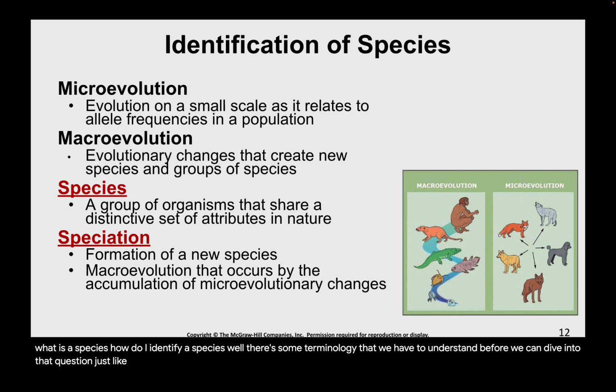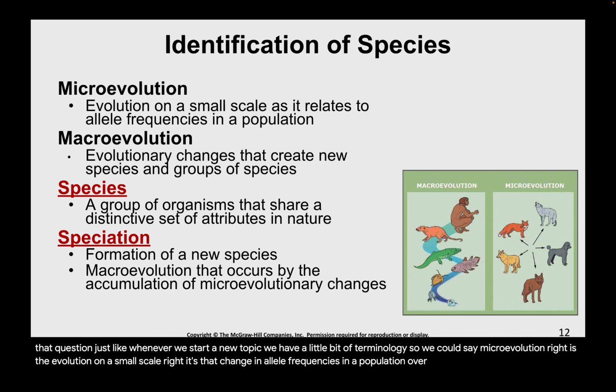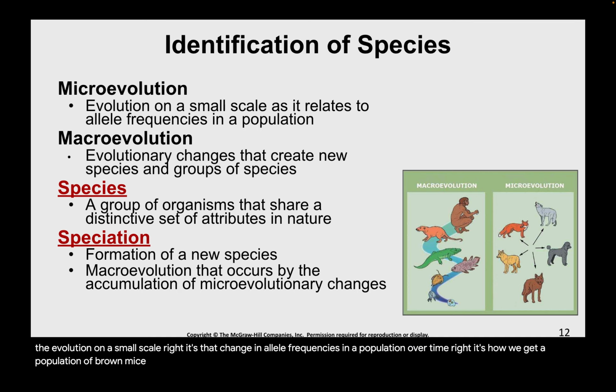Just like whenever we start a new topic, we have a little bit of terminology. So we could say microevolution is the evolution on a small scale. It's that change in allele frequencies in a population over time. It's how we get a population of brown mice that becomes, over successive generations, a population of white mice. We're changing those allele frequencies.